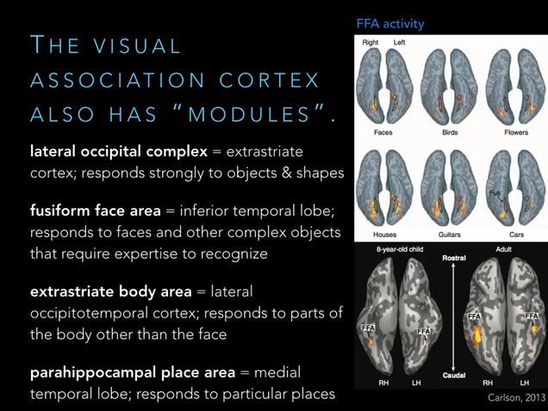And then we'll have regions of the brain that respond to particular places or scenes. They'll be active when you're in your room versus in your dining room, for example. And this is, of course, near the hippocampus, because the hippocampus is very important in determining where we are.